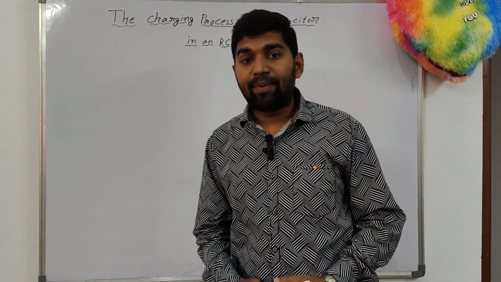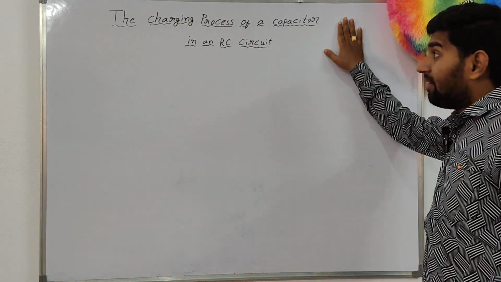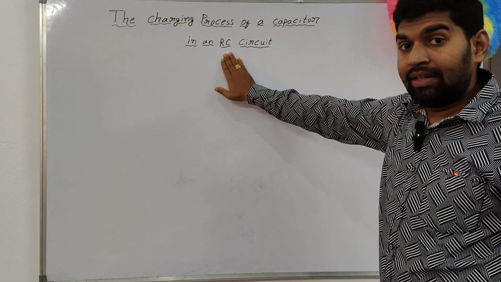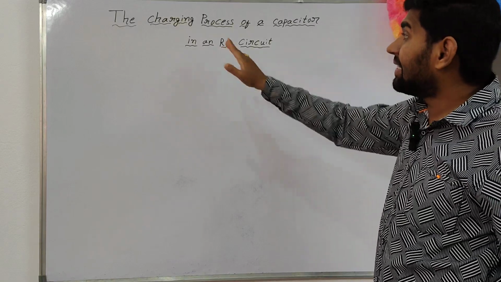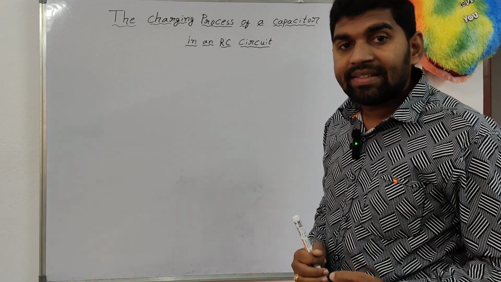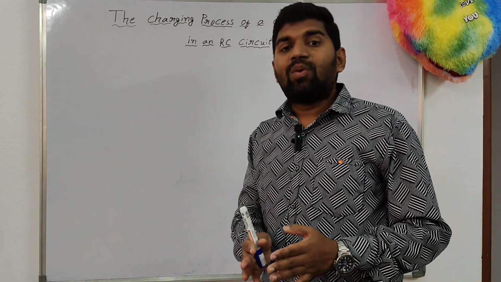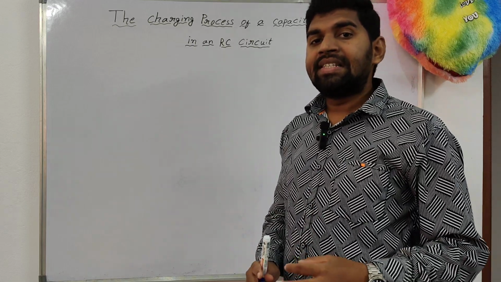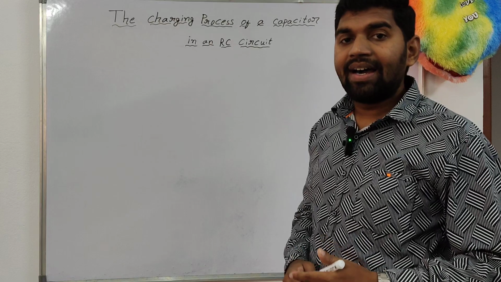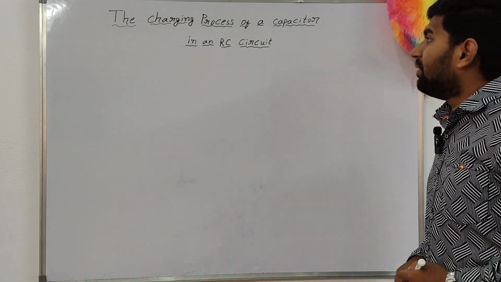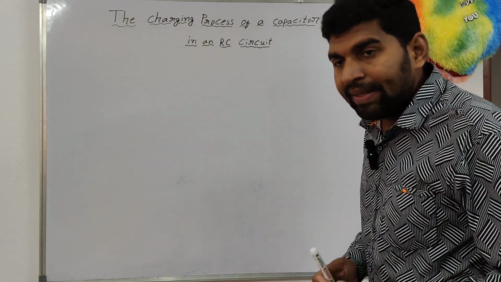Today I am going to explain the charging process of a capacitor in a RC circuit. In which type of circuit is this? RC circuit. RC circuit means any electric circuit consisting only of resistors and capacitors. That type of circuit is called an RC circuit. Now, with the help of an RC circuit, how can we charge the capacitor?